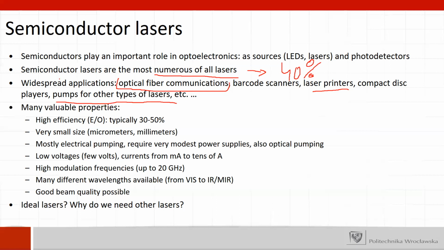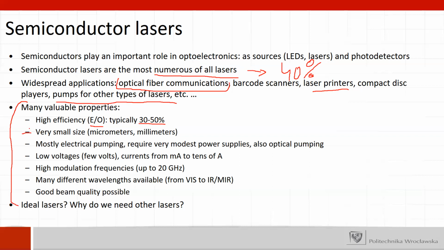And the semiconductor lasers are so popular because they have many valuable properties. First of all, they have a very high efficiency. E to O means electrical to optical, even up to 50%. So when we deliver 10 watts of electrical power, we will get 5 watts of optical power. So when we compare it to the gas laser, where we deliver 10 watts and we get 1 milliwatt, this is just an enormously high number, right? So we have a very high efficiency.